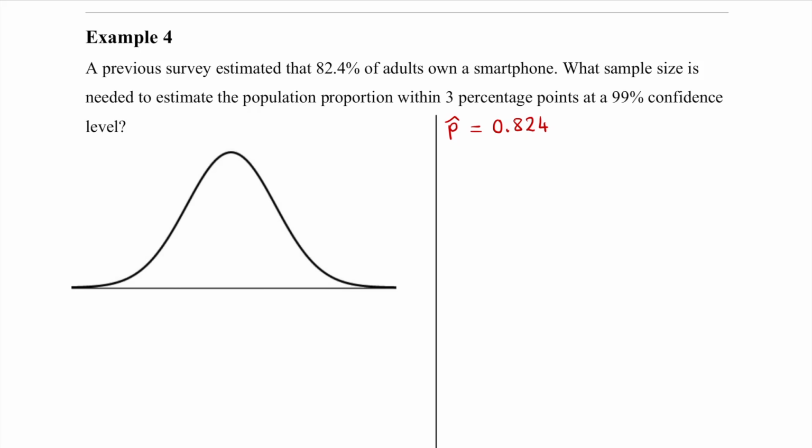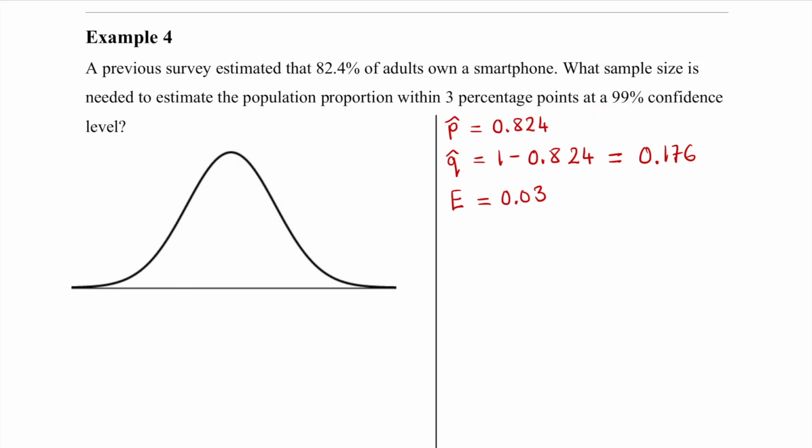Q hat is 1 minus P hat. So Q hat is 1 minus 0.824, which equals 0.176. The margin of error is 3 percentage points, so E equals 0.03. Now we need the critical value Z sub alpha over 2, and we use the 99% confidence level to find Z sub alpha over 2.